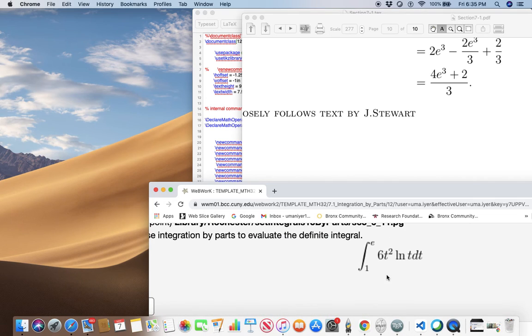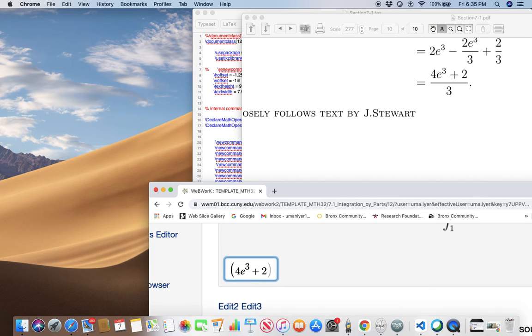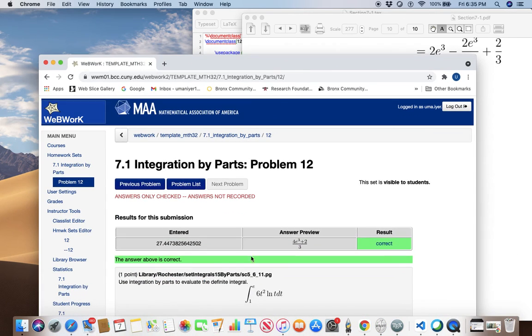So what is the answer? 4e cubed plus 2 all over 3. I need parentheses because we have a long numerator. Check. Looks like we are correct, and this was the last problem.